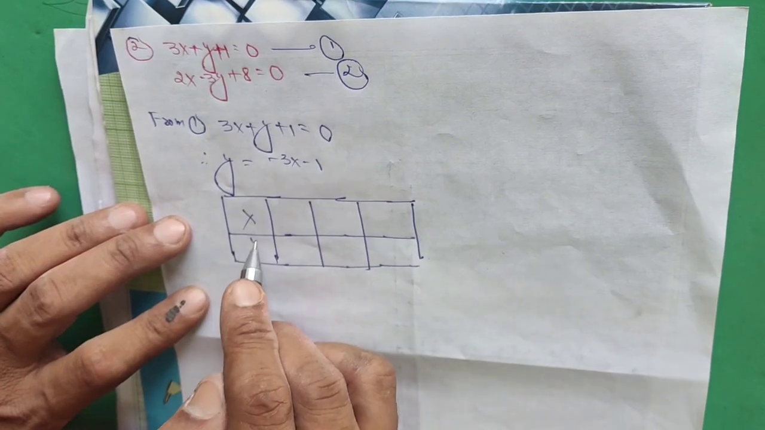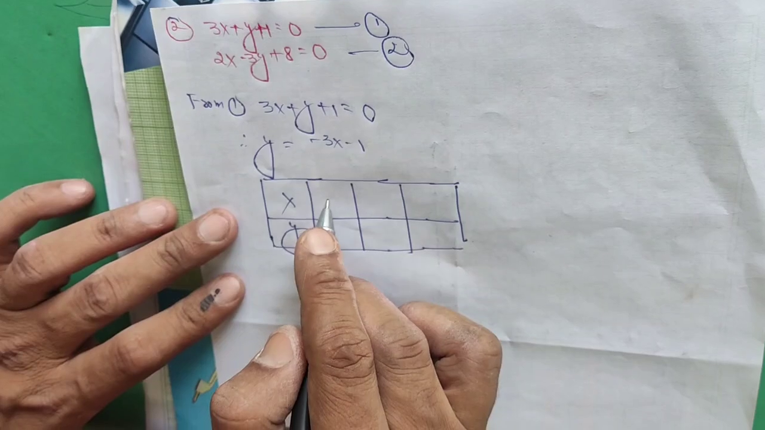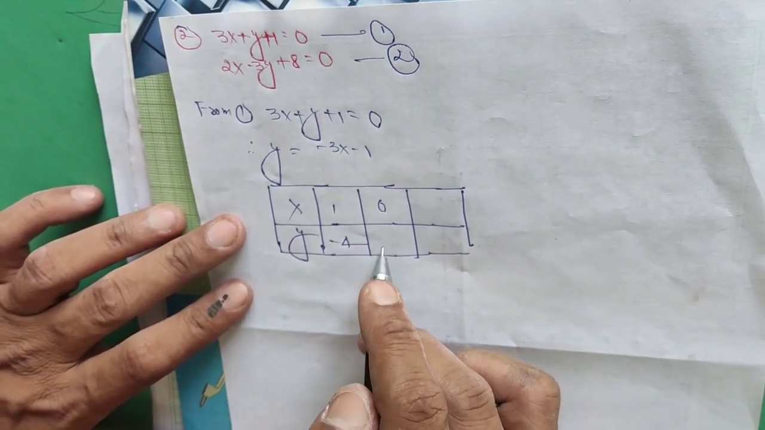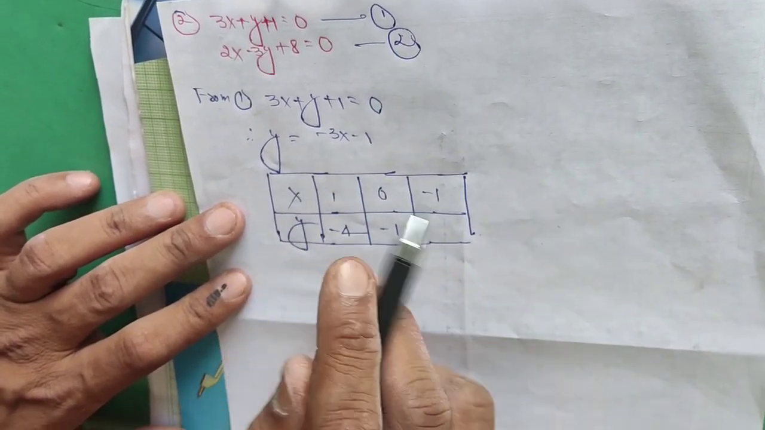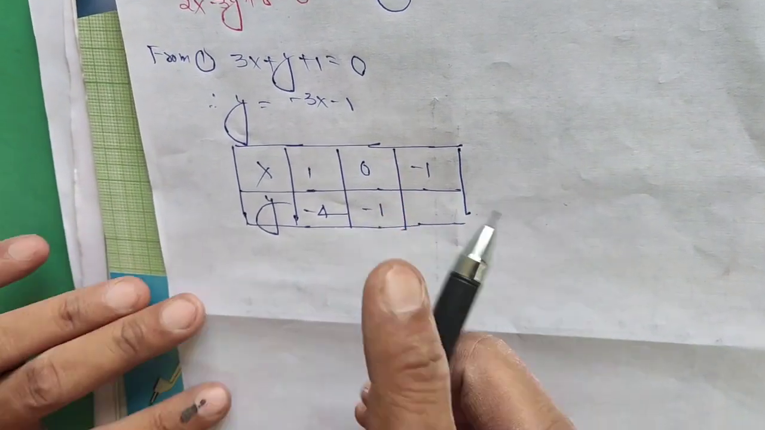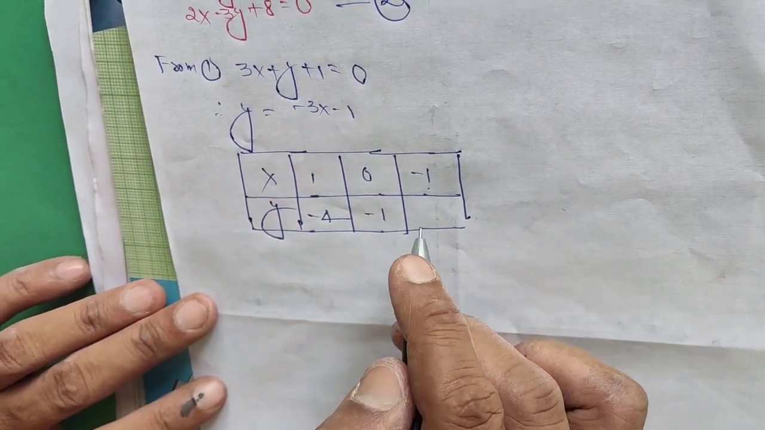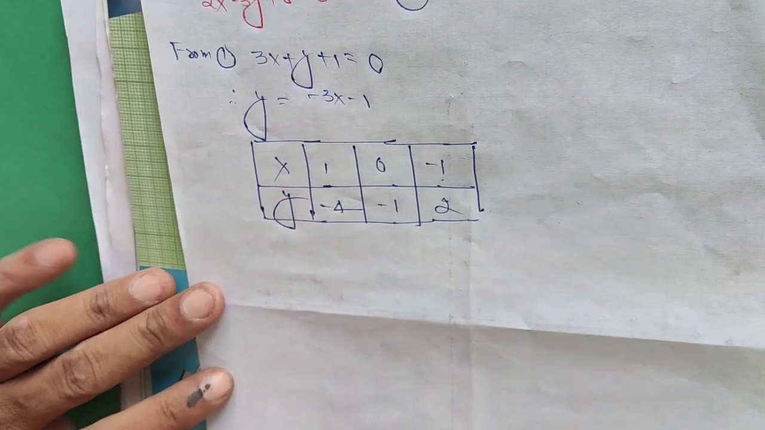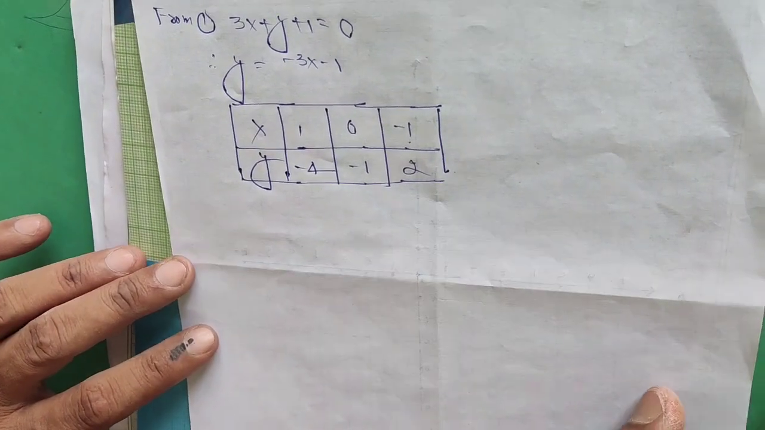And we check: when x is 1, then y is minus 4. And when x is 0, then y is minus 1. And when x is minus 1, because we take one negative value to make the graph easily, then y is plus 2, because when x is minus 1, this is plus 3, 3 minus 1, that is 2. So these are the values of x and the corresponding values of y.